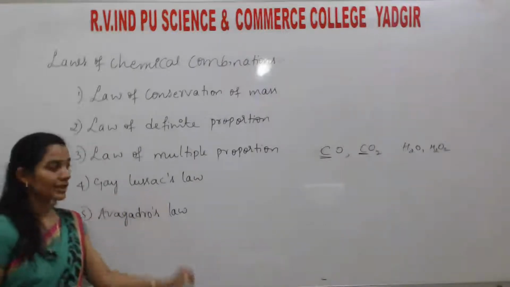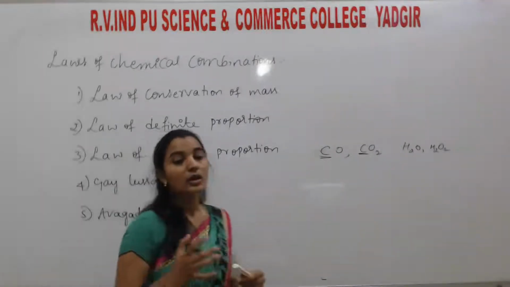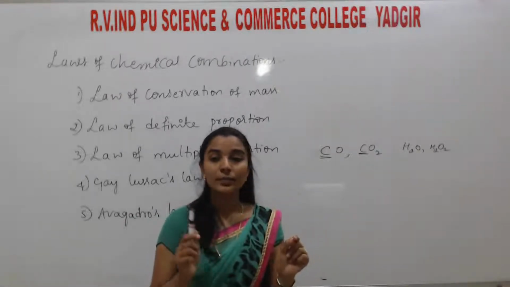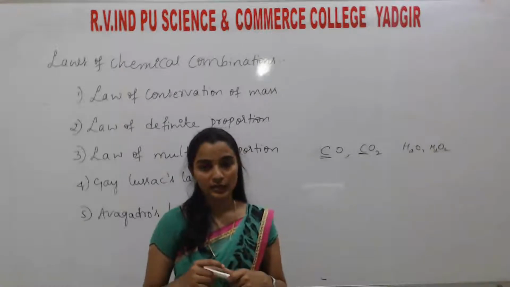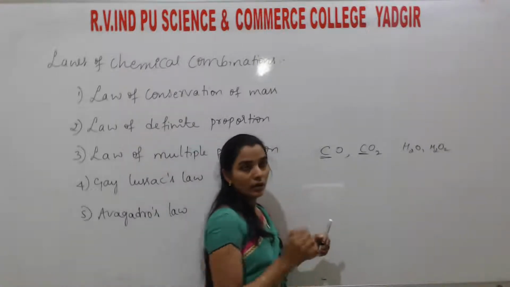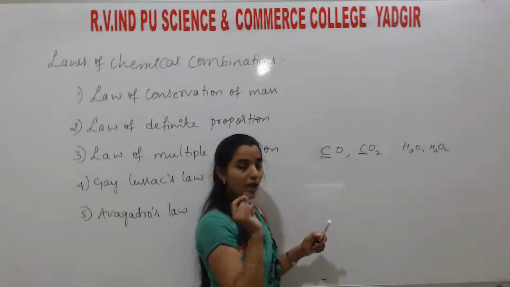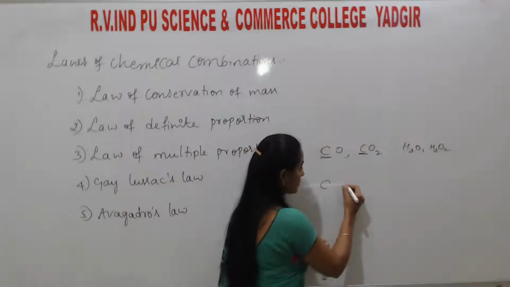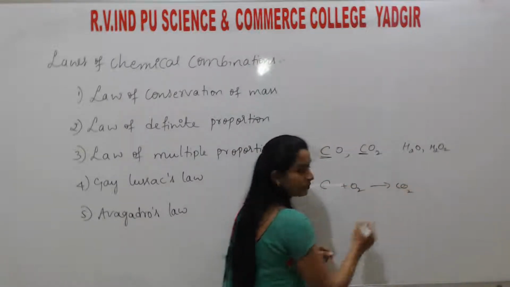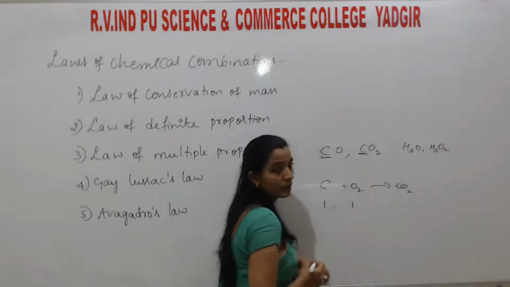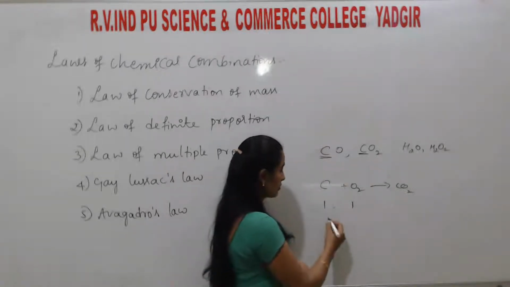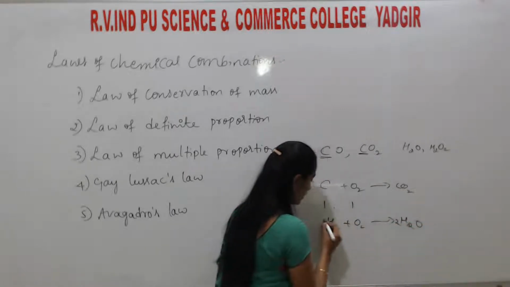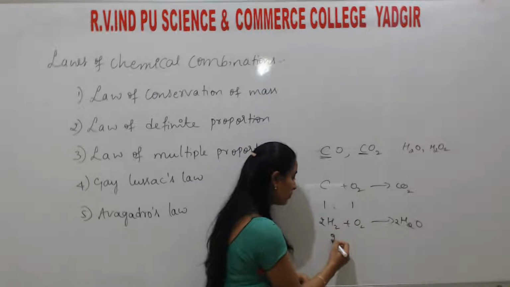Okay. Next, Gay-Lussac's law means if any gases combine together, they always obey a simple whole number ratio. Understand? They cannot be in fraction form. They always obey a simple whole number ratio. For example, C plus O2 gives CO2. Here 1:1 ratio. Correct? So H2 plus O2 gives H2O. To balance this, you have to balance it. So this is 2 moles, this is 1 mole.